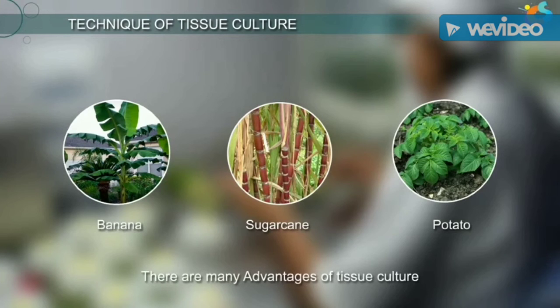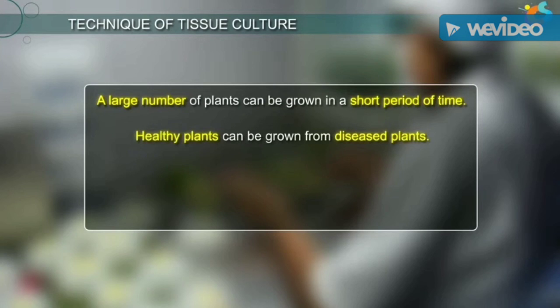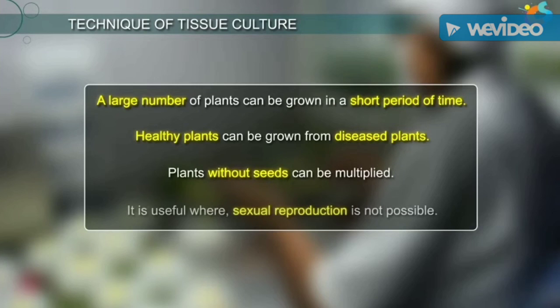There are many advantages of tissue culture, which are as follows. A large number of plants can be grown in a short period of time. Healthy plants can be grown from diseased plants. Plants without seeds can be multiplied. It is useful where sexual reproduction is not possible.